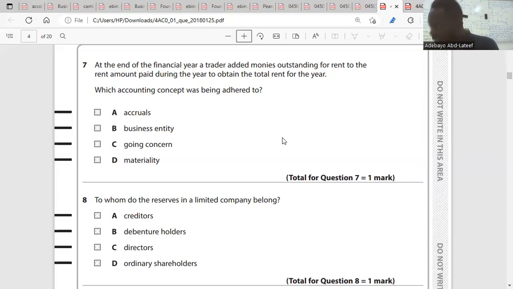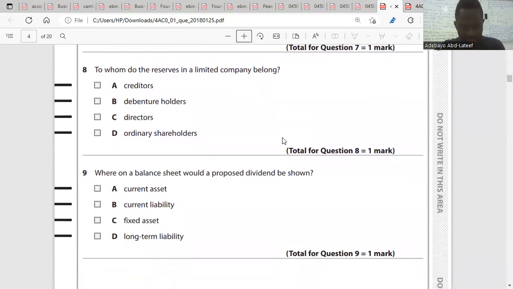The money he is owing, he paid it so that he is not owing anymore. My expenses, my income, I have finished it. Everything is set. That is accrual. 7A. Is it clear? Question 8.